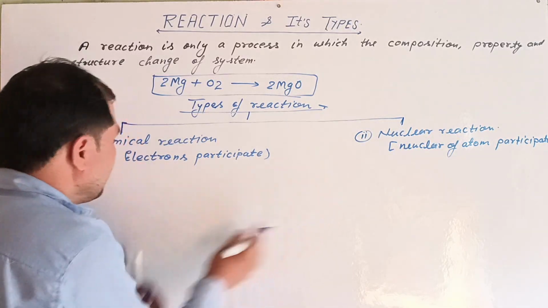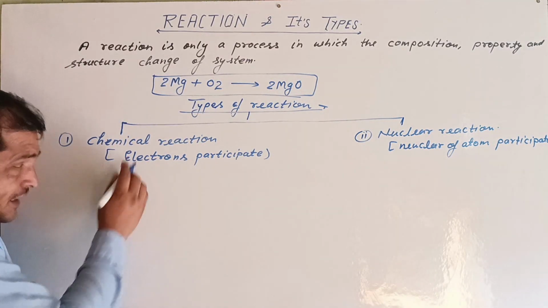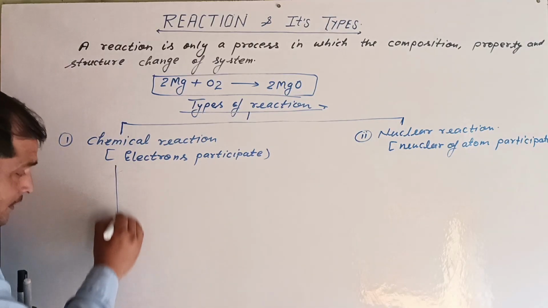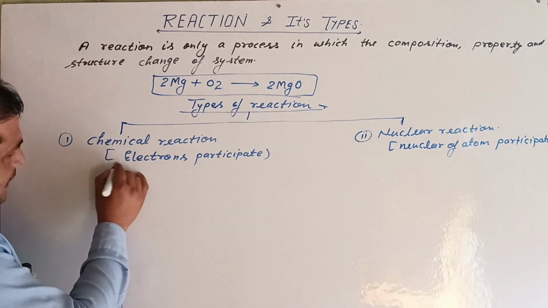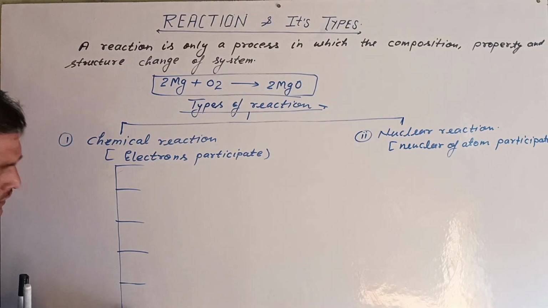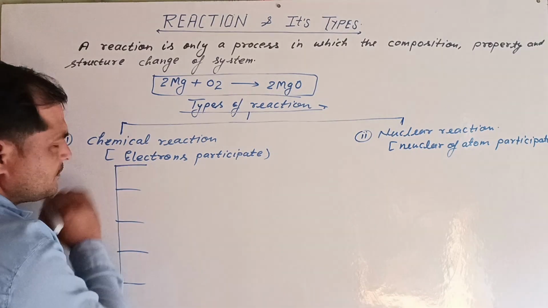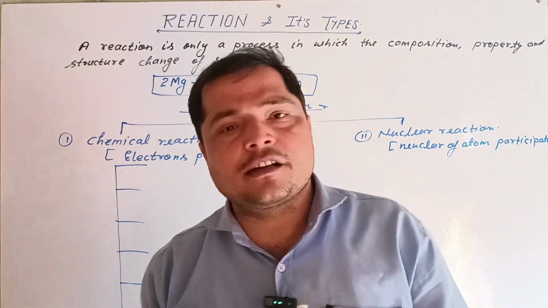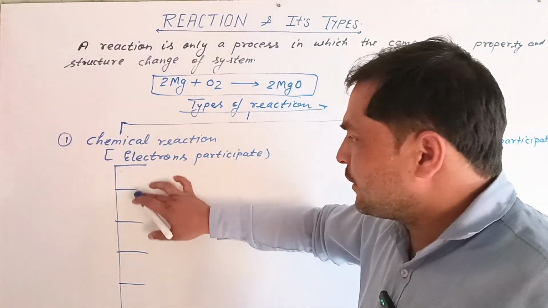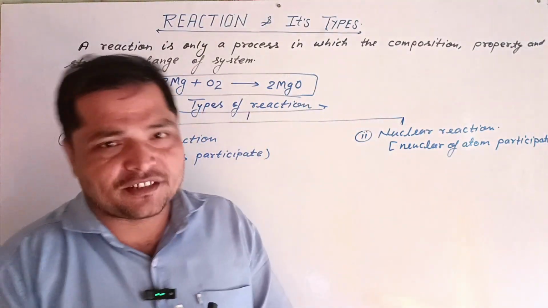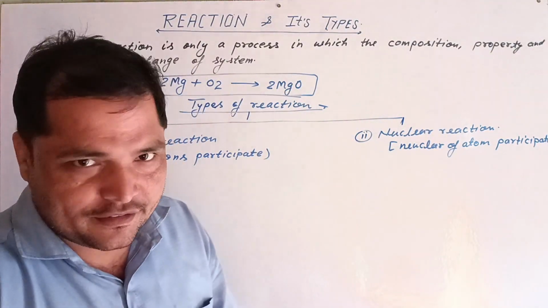Now, let us understand about types of chemical reaction. There are a number of types of chemical reaction. Very first, we will learn about combination reaction, also called composition reaction.